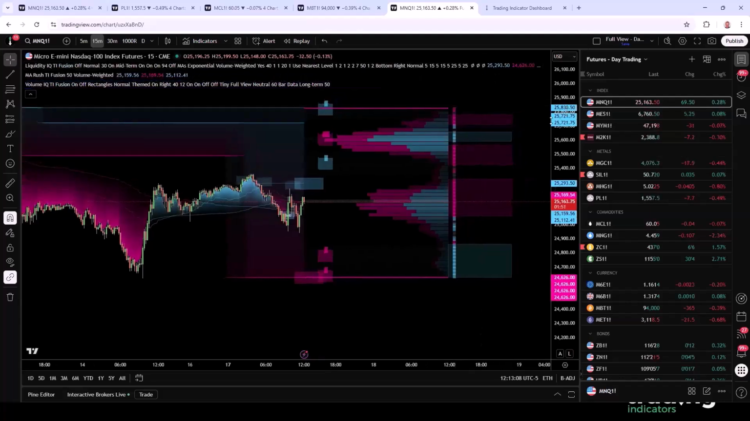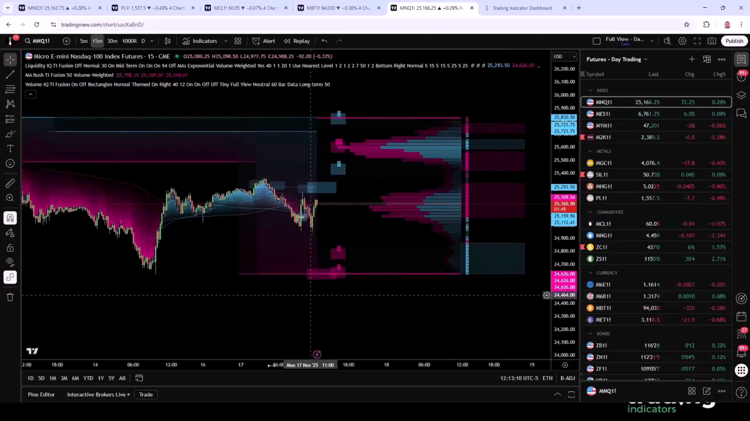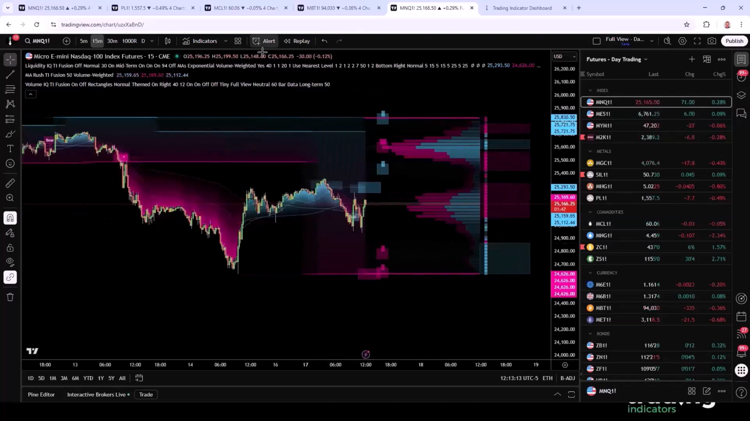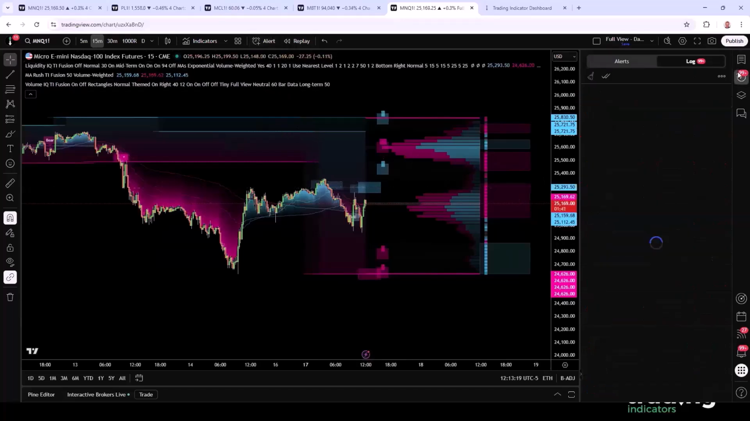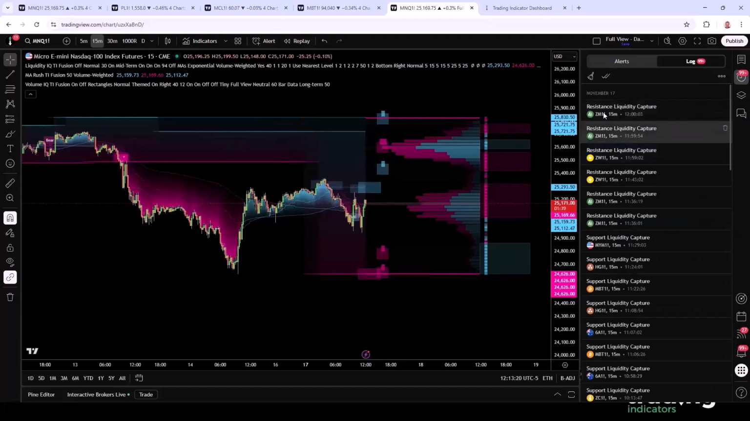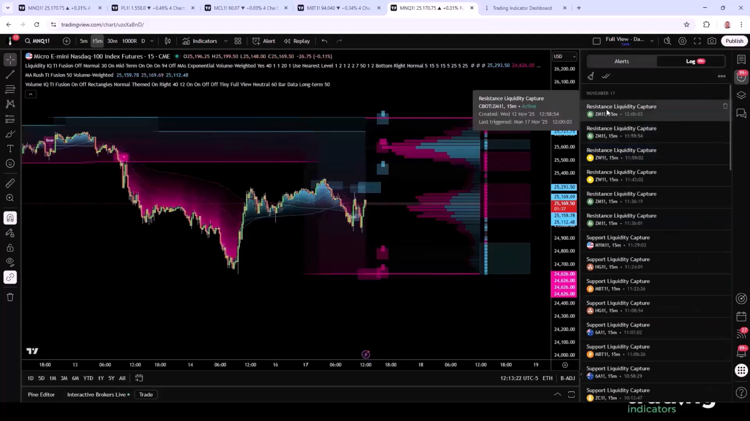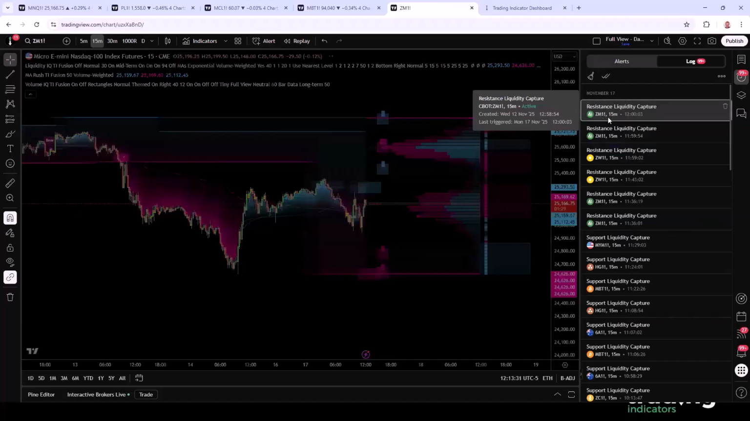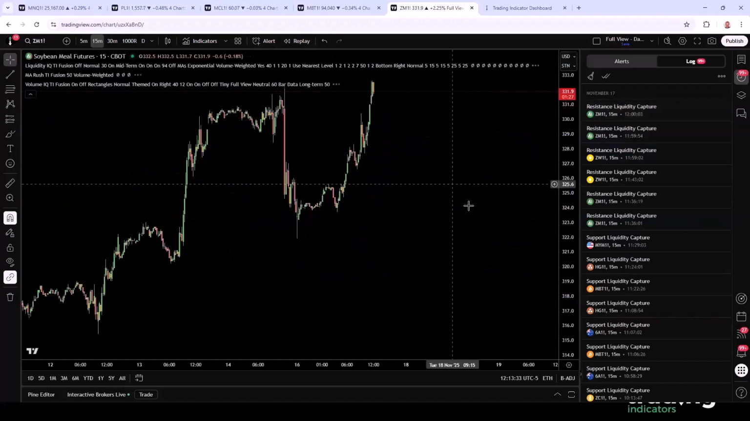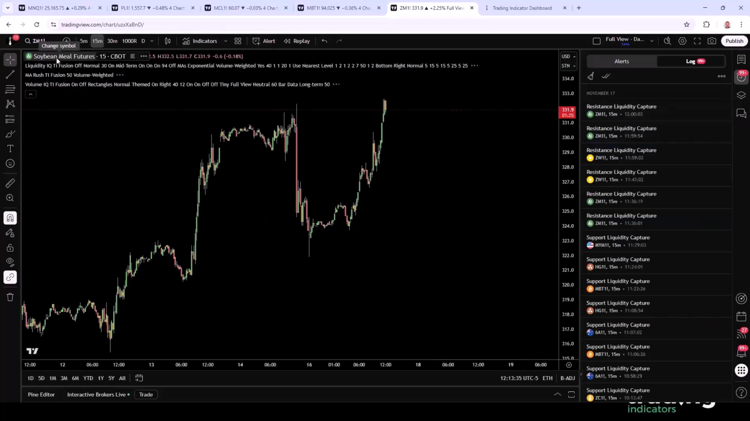And there's one more thing I've done: I have configured a bunch of alerts using the TradingView alert feature here, which will alert us when one particular event happens. So I'm going to show you what these events are. So for example, here we can see we had an event, a resistance liquidity capture event at 12 p.m. Eastern time. So a couple of minutes ago on this symbol here, ZM, which I believe are wheat futures. No, these are soybean meal futures.